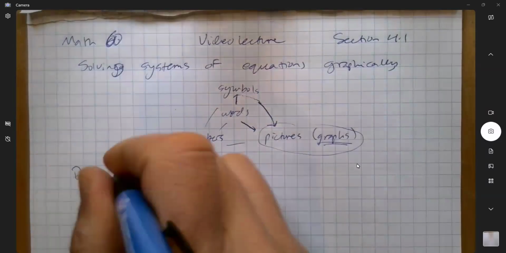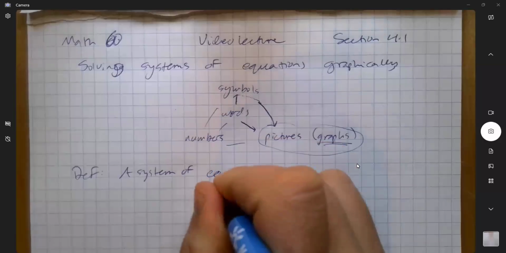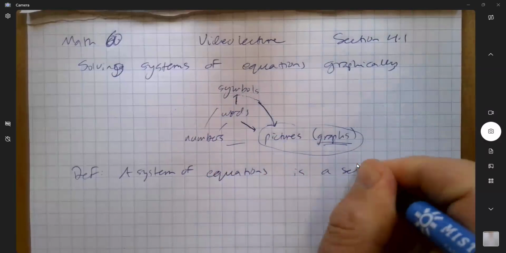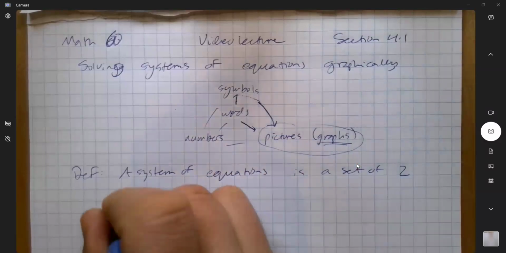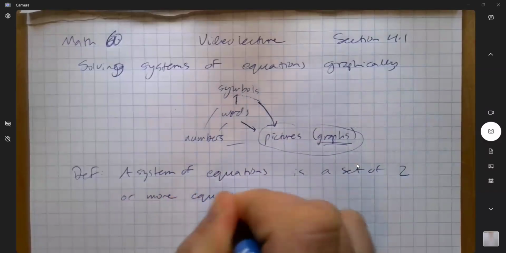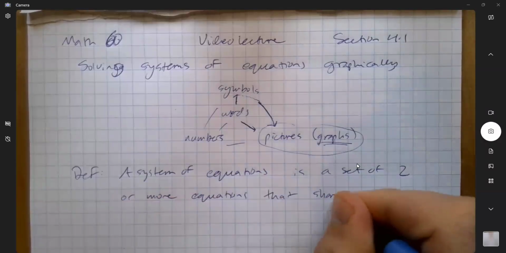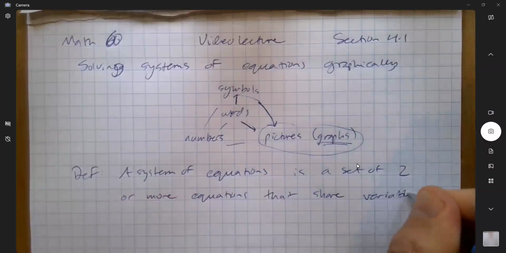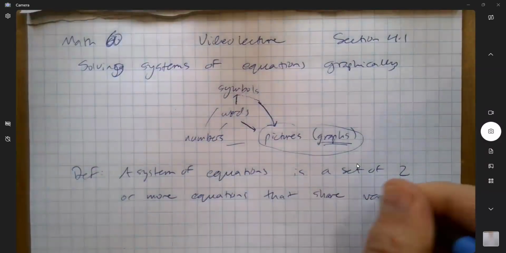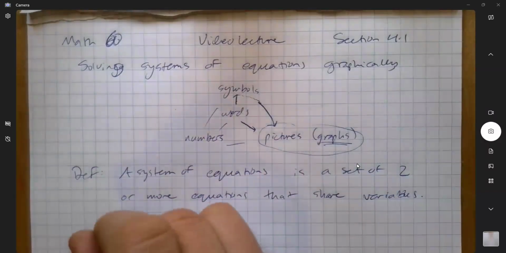So first, let's talk about a system of equations. What that is, is a set of two or more equations that share variables, and therefore if there's a solution, the solution needs to work for every equation.